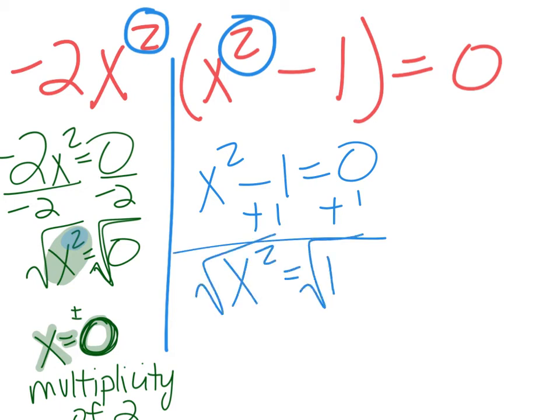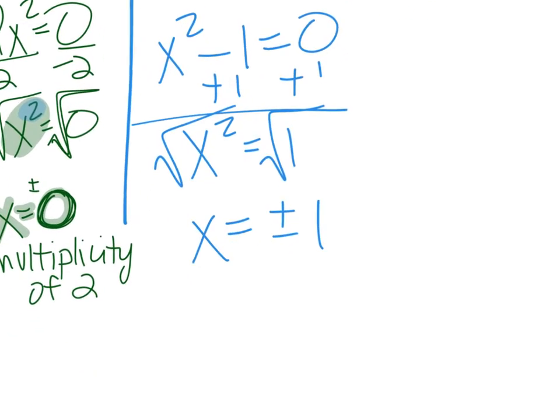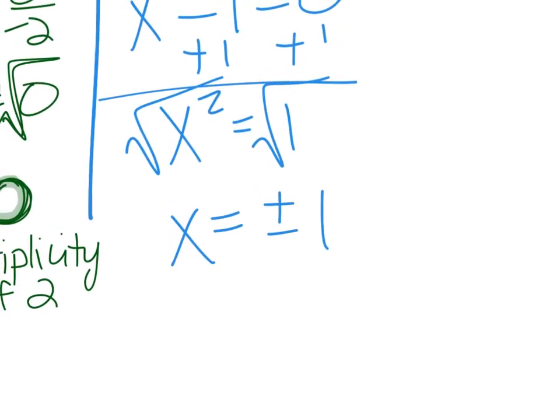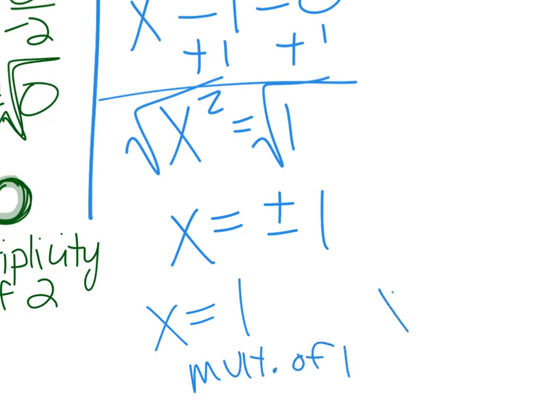Square root. Now in this case, because I'm not taking the square root of 0, I'll have a plus or minus. So x will equal a positive 1 and a negative 1. So in this case, these are two different answers. So I would say x equals 1 has a multiplicity of 1, because that's one of the answers. And then x equals negative 1 also has a multiplicity of 1.